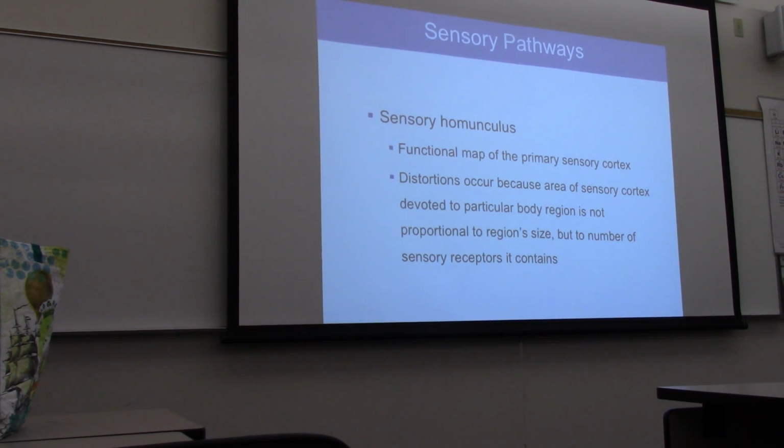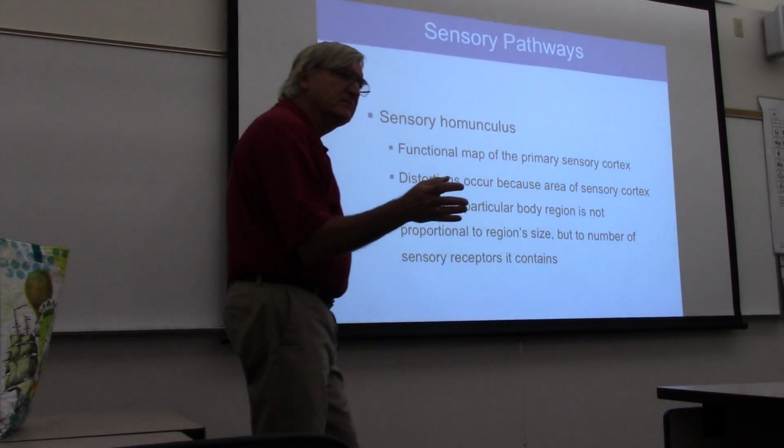Okay, let's talk about the sensory homunculus. I love that word, homunculus. It doesn't mean near as much as it sounds like it should. But basically, it's a functional map of the sensory cortex. Now, where is our sensory cortex?